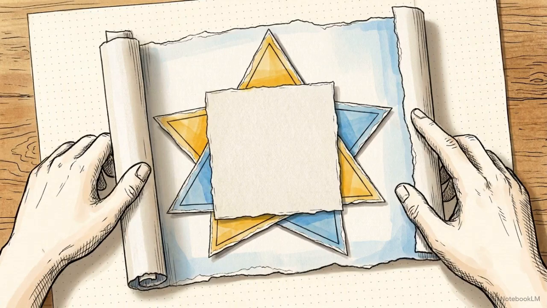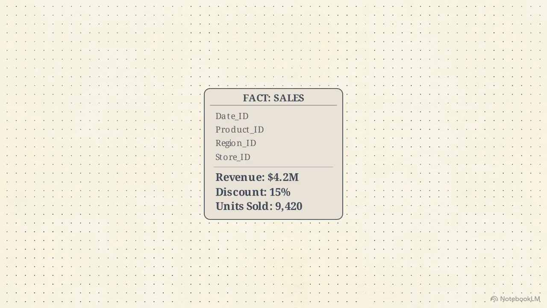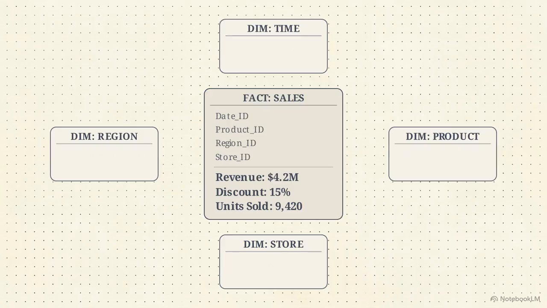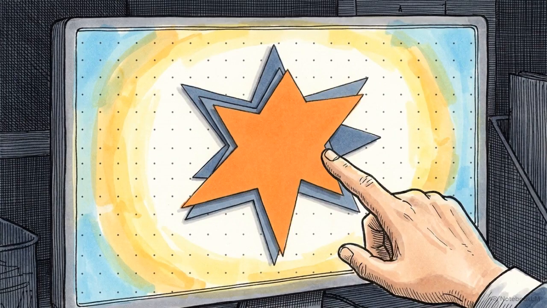To bypass this analytical bottleneck, engineers use a layout called the star schema. At the center of this architecture sits the fact table. It stores the measurable, quantitative numbers, things like revenue, discount rates, and units sold. Radiating outward are the dimension tables. These contain the descriptive text, like regions or item categories, that analysts use to filter the central numbers. Instead of a tangled web, the central facts use direct keys to point to the outer descriptions. This geometry prioritizes the way analysts actually ask questions, allowing for a faster path to the answer.